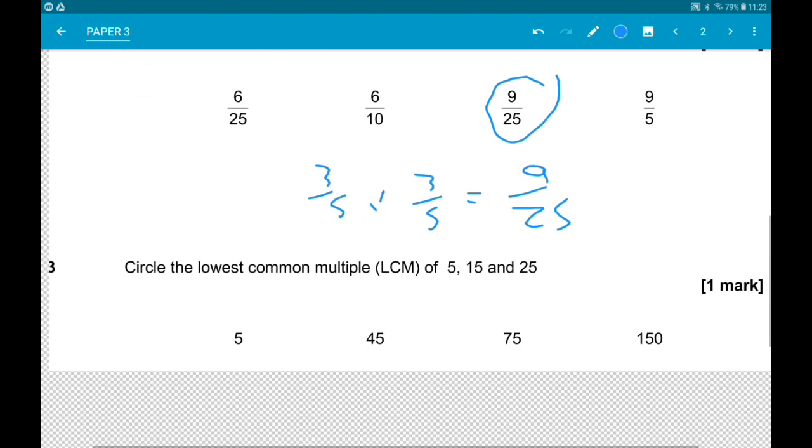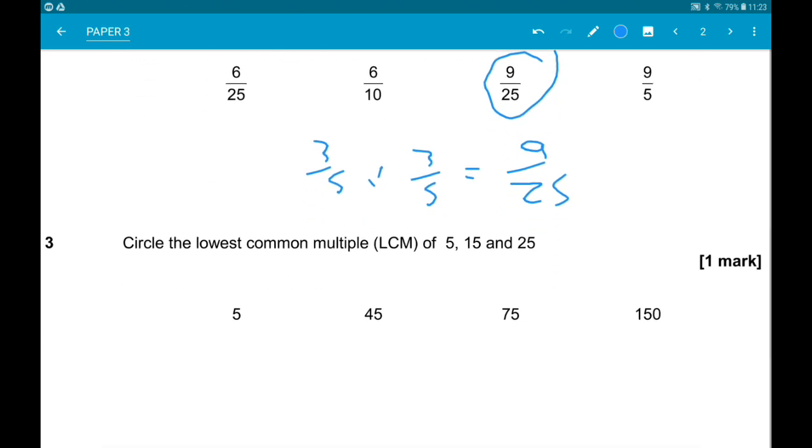Number 3, we want to circle the lowest common multiple of 5, 15 and 25. So the first number those three go into. Now 5 goes into both of them, so we can ignore that. And the first number in the 15 and 25 times table is 75.